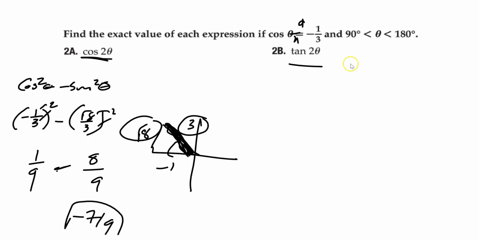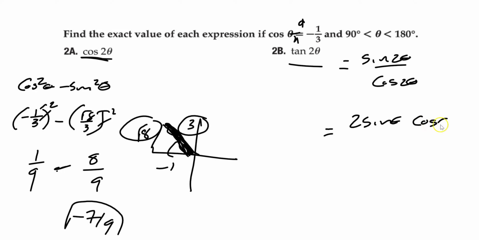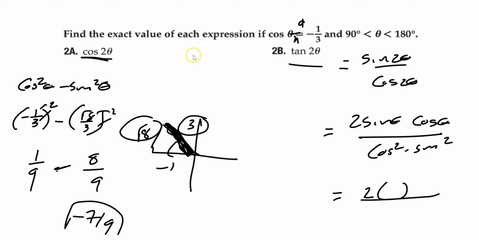Tan 2 theta. So again, you can use the tan formula. I forgot what the tan formula is. I know the sine formula though. I'm just going to do the sine 2 theta over cosine 2 theta. Because that I know. And that's going to be 2 sine theta cosine theta over cosine squared minus sine squared. Right, so 2 times sine. Sine is opposite over hypotenuse, rad 8 over 3. Cosine is -1/3. On the bottom, actually no, it's already -7/9. We did that over here.